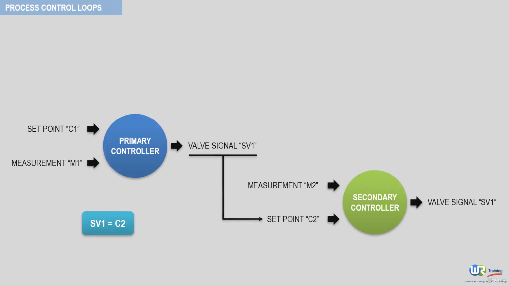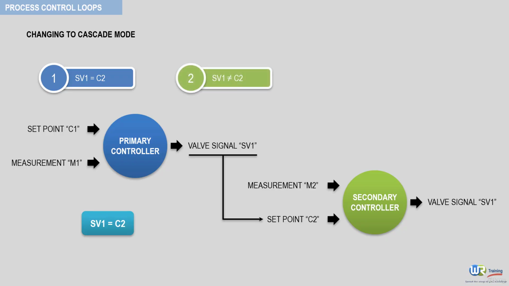Now back to our figure here. When changing from auto mode to cascade mode, two cases may arise. SV1 is equal to C2 and SV1 is different from C2. In the first case, the cascade is said to be aligned. The mode change can take place without any disturbance to the process.